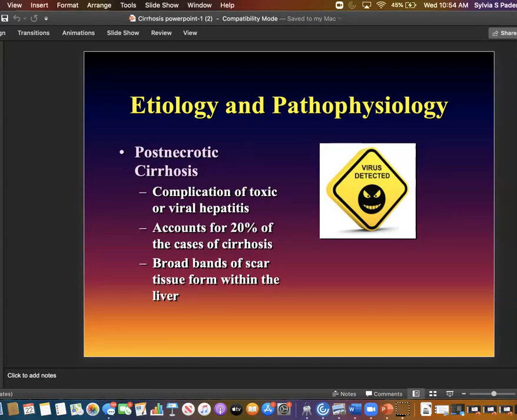So then we also have the post-necrotic cirrhosis. This is a complication of toxic or viral hepatitis, like I mentioned, and it accounts for 20% of the cases of cirrhosis. So broad bands of scar tissue form within the liver, and then it regenerates to a point where it doesn't get proper circulation, and then it leads to cirrhosis. When I say regenerate, it means it basically establishes new pathways that are not efficient for the liver to function, not regenerating in a good way.